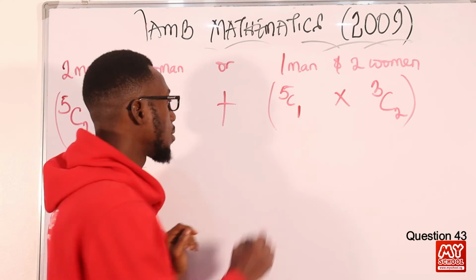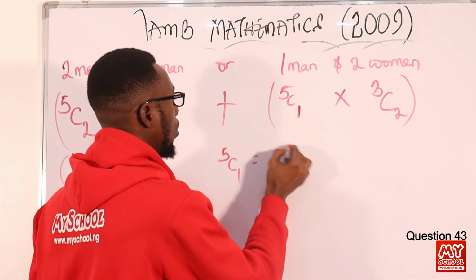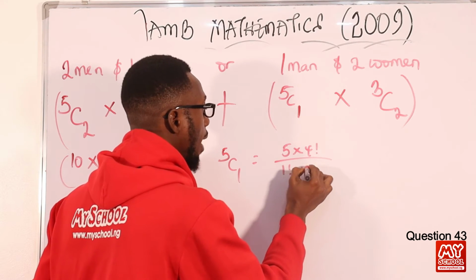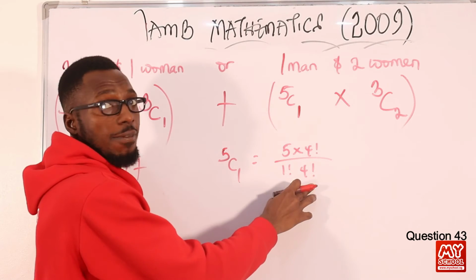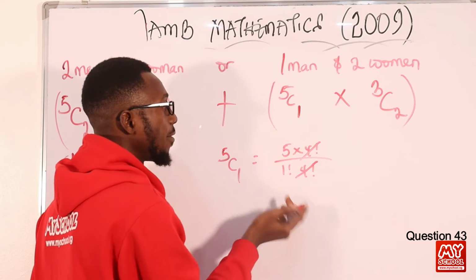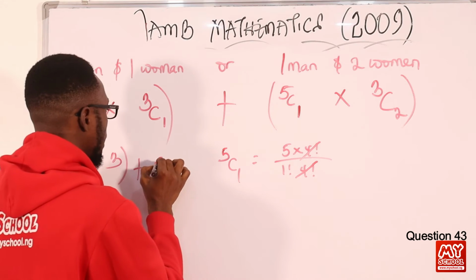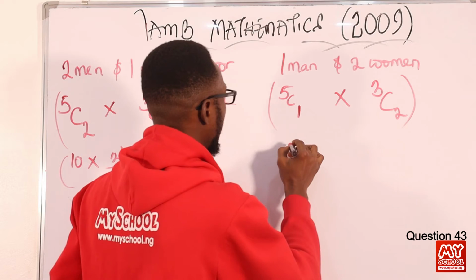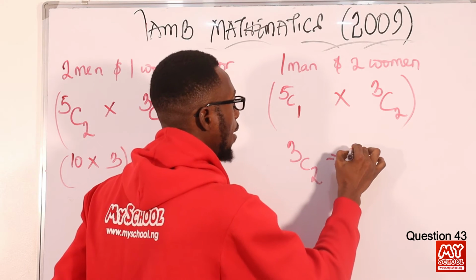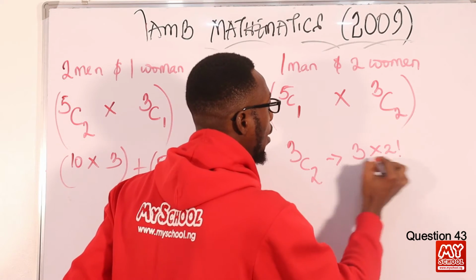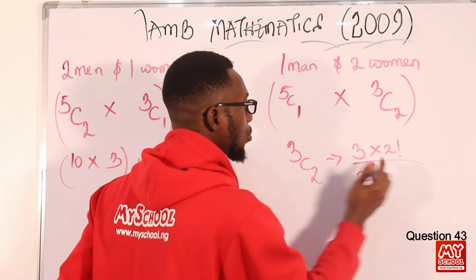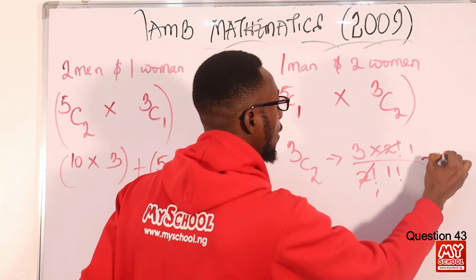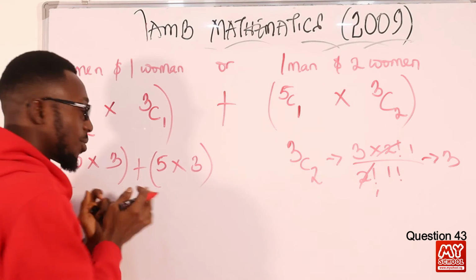So I have this, so that means this equals, I have 5 times 4 factorial over 1 factorial, 4 factorial. Because 5 minus 1, that is 4 factorial. So this is gone. So I have 5 divided by 1, so I still have 5. So for this, I have 5 times, okay, 3C2. Then I have 3 times 2 factorial over 2 factorial. 3 minus 2, 1 factorial. So 1, that is still 3. Okay. All right, so let's work with this.